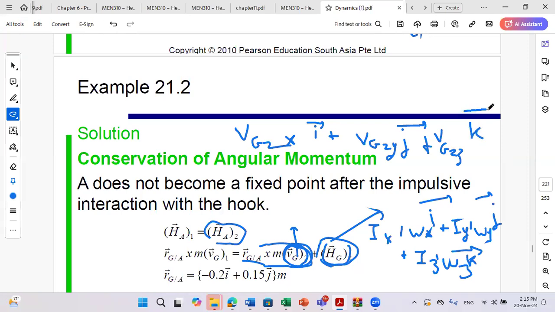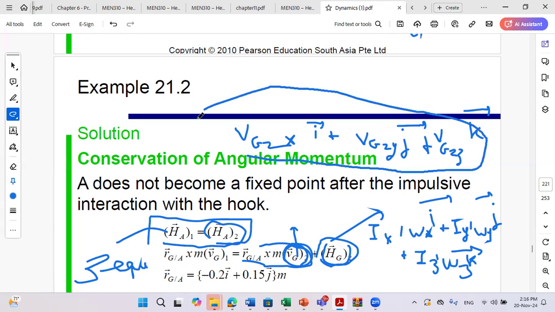And here you have 6 unknowns: Vg2x, Vg2y, Vg2z, and omega x, omega y, omega z. And since you have conservation of angular momentum, you have a vectorial equation in 3D. And a vectorial equation in 3D can give you 3 equations, and you can only solve for 3 unknowns. So you need to reduce your number of unknowns. This can be done by relating Vg2x, Vg2y, Vg2z with omega x, omega y, omega z.